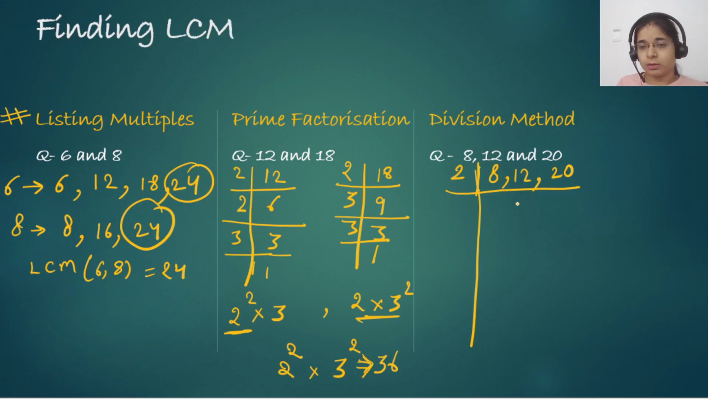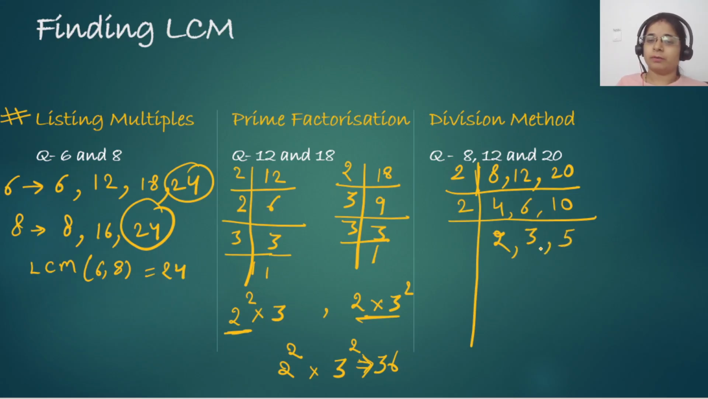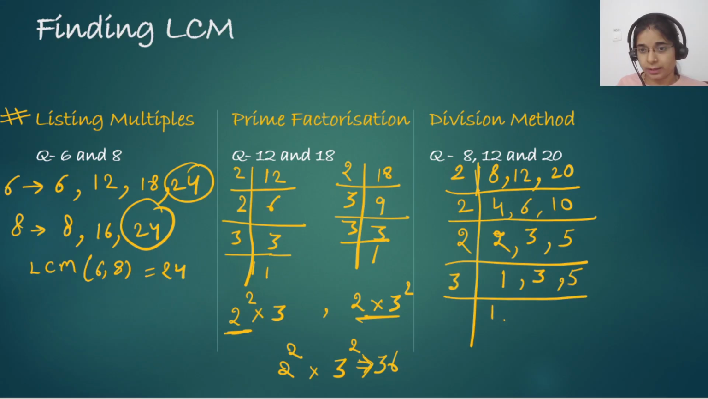So 2 is a prime number which divides all of them here. So we can take 2: 2 fours are 8, 2 sixes are 6 and 2 fives are 10. Again, you can divide it: 2 twos are 2, and 3 and 5. Now amongst these there's no common factor. So you can divide it by 2, and 3 is not divisible by 2, so we will write 3 as it is, 5 as it is. Then we will do it with 3: 1 as it is, 3 ones are 3, 5 as it is, we'll write it, 1, 1, 1, 1.